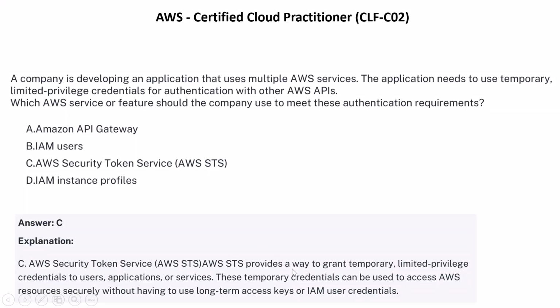AWS STS provides a way to grant temporary, limited privilege credentials to users, applications, or services. These temporary credentials can be used to access AWS resources securely without having to use long-term access keys or IAM user credentials.